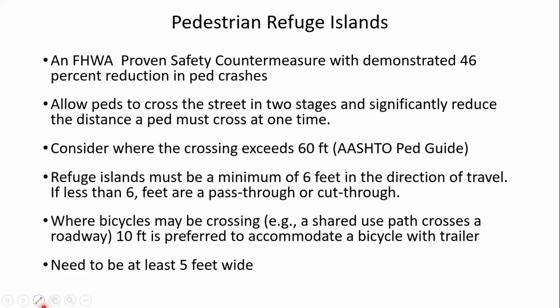And something to keep in mind too, I may have mentioned this yesterday, is where bicycles may be crossing. For example, where you have a shared use path crossing a roadway and a pedestrian refuge island in the middle of the roadway, the preferred width of the island would be 10 feet to accommodate a bicycle with a trailer. If it was narrower, say a 6 foot refuge area, that trailer may be stuck out in traffic, which is clearly not a good thing. And the refuge islands per PROWAG need to be at least 5 feet wide.